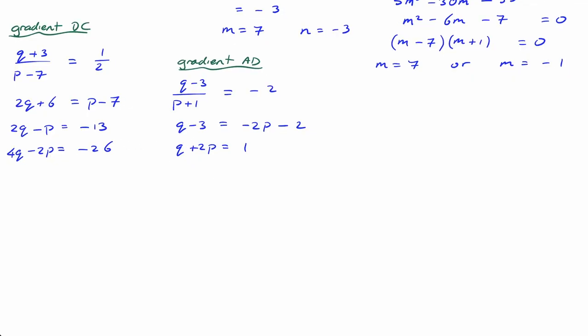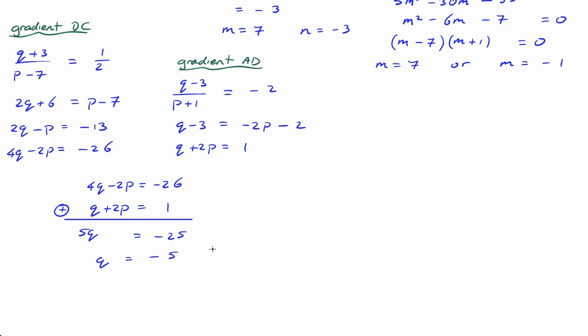So 4q minus 2p equals negative 26, and then q plus 2p equals 1. And then I just add these two. This plus this is 5q. This plus this is 0. This plus this is negative 25, which means q is equal to negative 5.